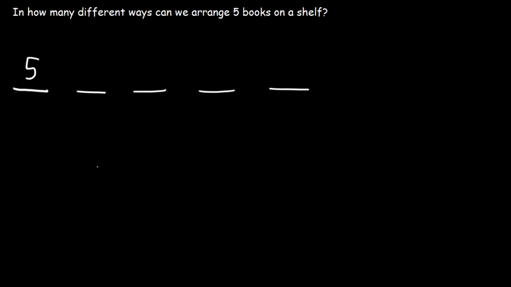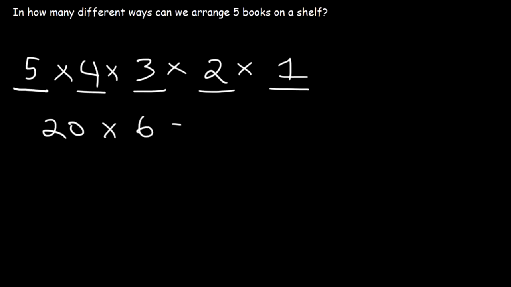Now, once we place the first book in the first position, there's 4 books left over to choose from. So we could put any of the 4 books in the second position. Now that we've placed 2 books, we have 3 left over. So we could put any of those 3 books in the third position. Now we have 2 books left over, so we could put any of those 2 in the second to last position. And in the last position, we can only put the last book there. So it's going to be 5 times 4 times 3 times 2 times 1. And that's another way in which you could solve these problems. 5 times 4 is 20. 3 times 2 is 6. 2 times 6 is 12, 20 times 6 is 120.